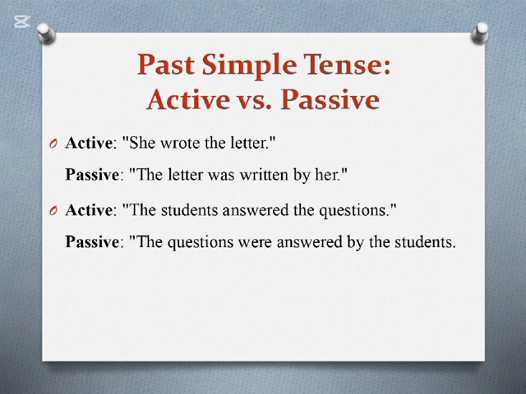Past simple tense, active versus passive. Active: She wrote the letter. Passive: The letter was written by her. Active: The students answered the questions. Passive: The questions were answered by the students.